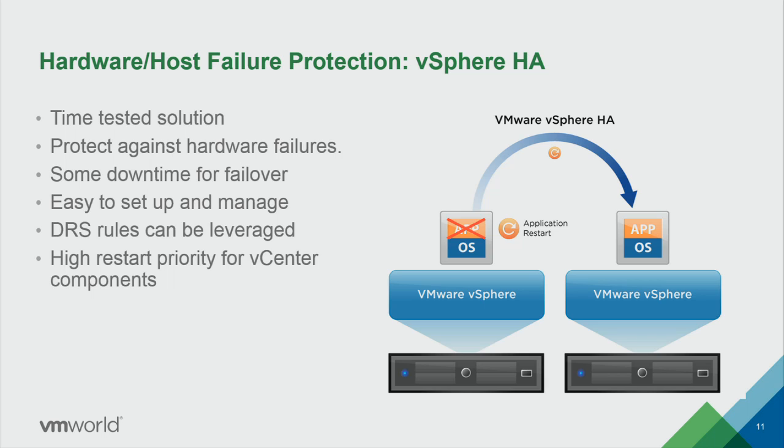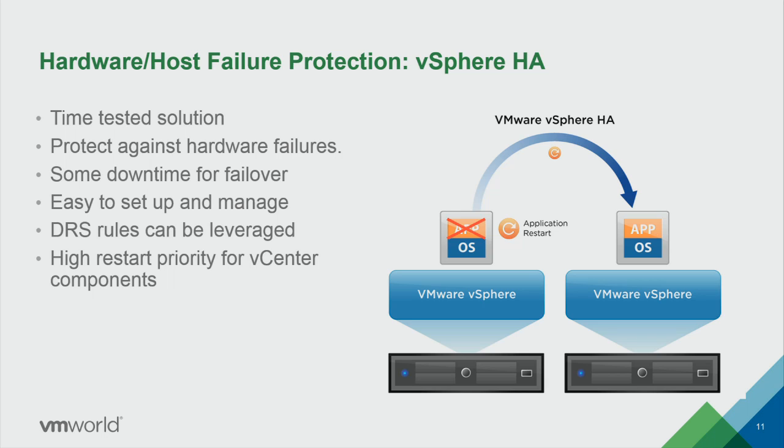Hardware failure. Let's say vCenter is running on a particular server and the server goes down. There's some downtime for the HA framework to detect the failure and restart the VM on a second node, and then all the services have to come up. So with vSphere HA, there is downtime for any hardware failure, but it is very easy to set up, and it's there by default in most cases.